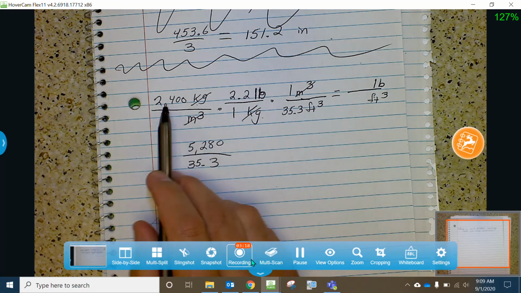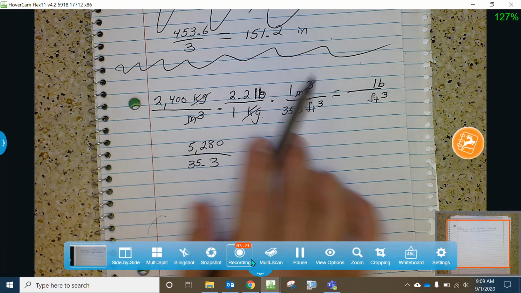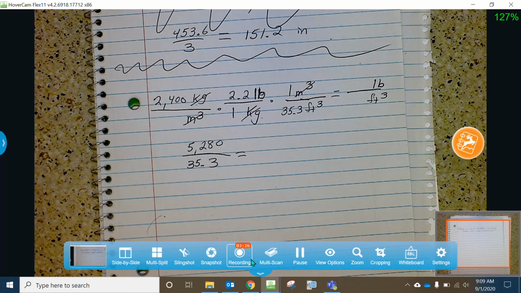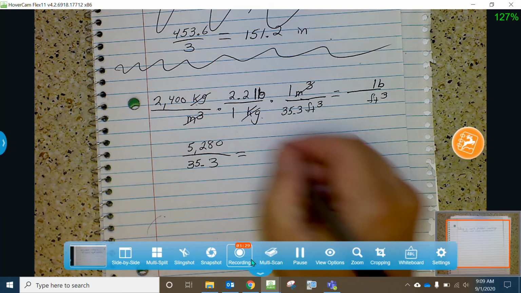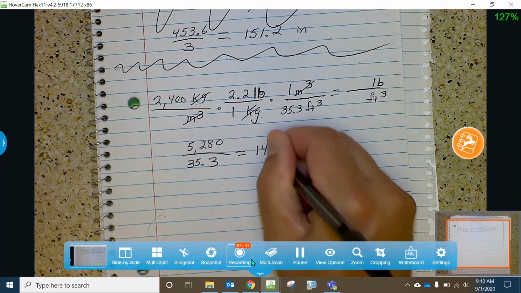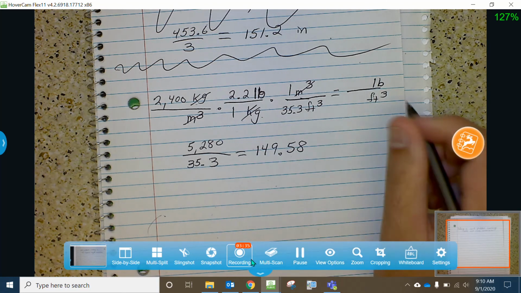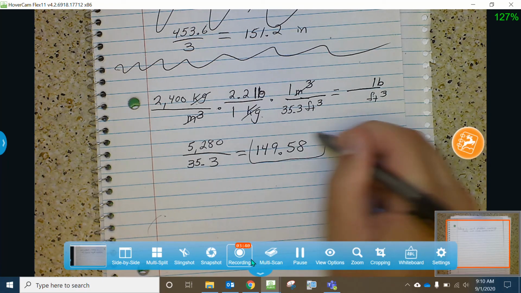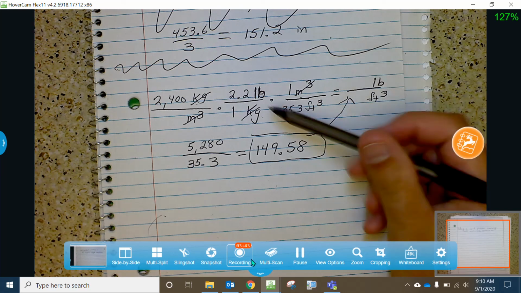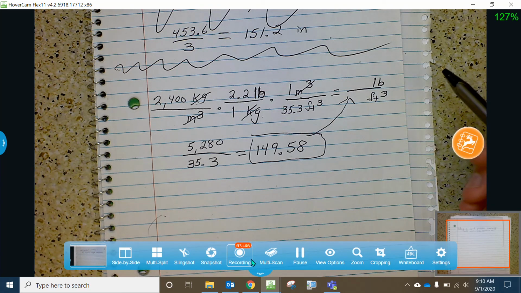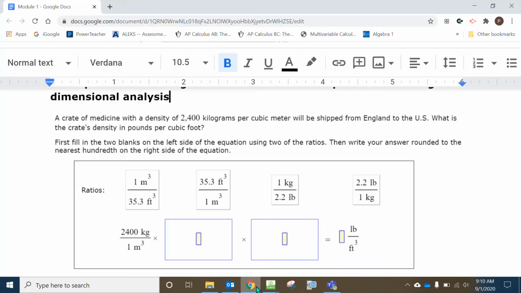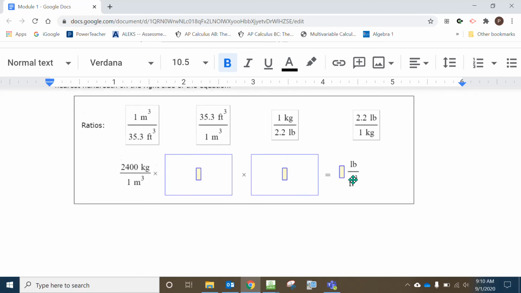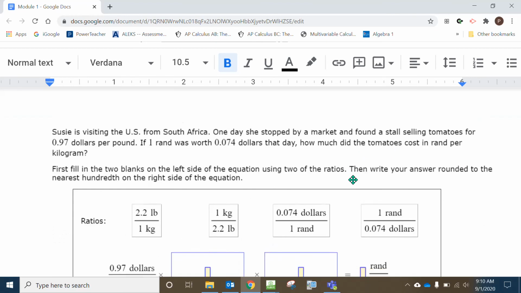So we're going to take the product of the top and divide it by the product of the bottom. So we're going to divide that by 35.3, and we get about 149.58. It's 0.575. So that answer would go in your box right there. So we have pounds per feet cubed. Like I said, I like using the fraction method and writing everything out. That's just me. If you can see shortcuts, that's fine.